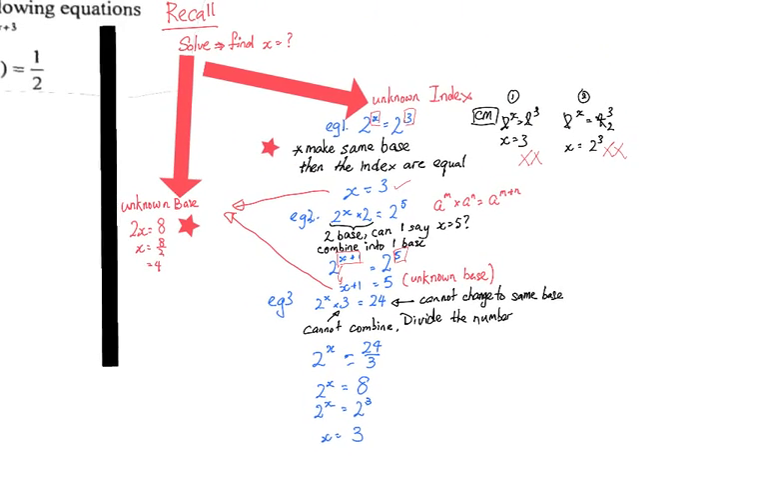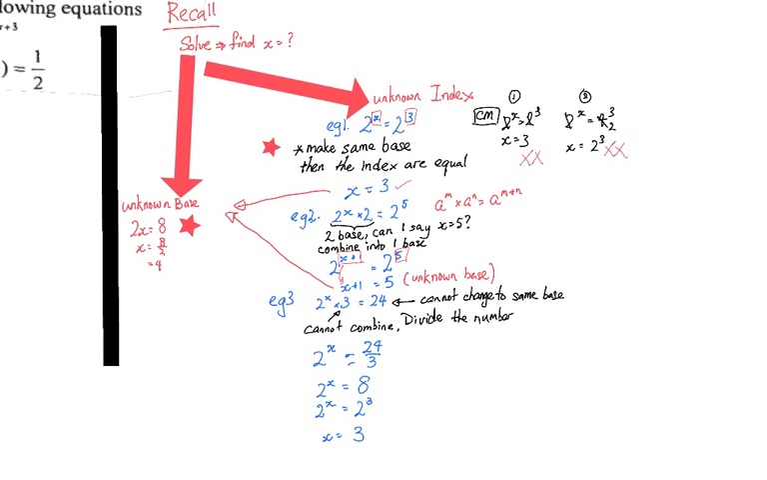We say that solving for x, there are two types. The first type is actually unknown base, where I have 2 times x. The second type is when I have unknown index, which is 2 to the power of x, and the keyword is to make same base.